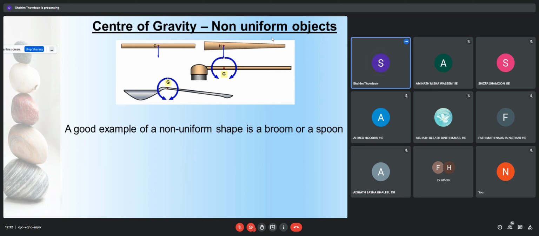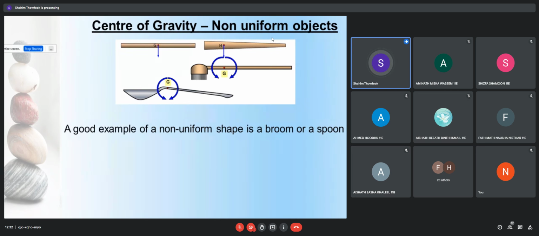Then center of gravity. How to find the center of gravity of a non-uniform object. Just imagine a spoon. The top side of the spoon has more weight, right? More weight is concentrated there. So the center of gravity is not exactly in the middle of the spoon, right? Another example is a broom. The top side of the broom has more weight.